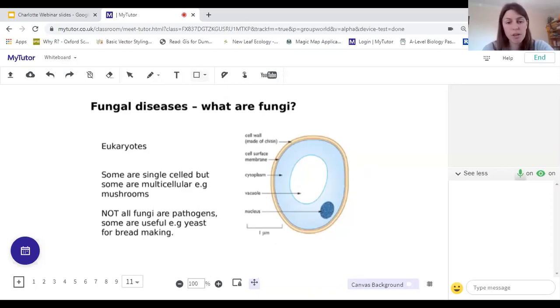So there's a diagram here of a cell from a fungus. It's quite similar looking really to an animal cell. So it's got a nucleus with its genetic material in it. It's got a vacuole, that's a bit more like a plant cell. It's got a cytoplasm, as all cells do, surface membrane, and this one does have a cell wall as well. Whereas in a plant, the cell wall is made of cellulose, here it's made of chitin.